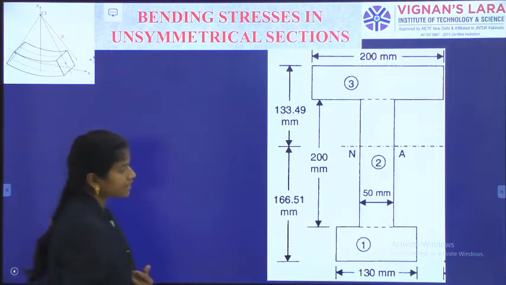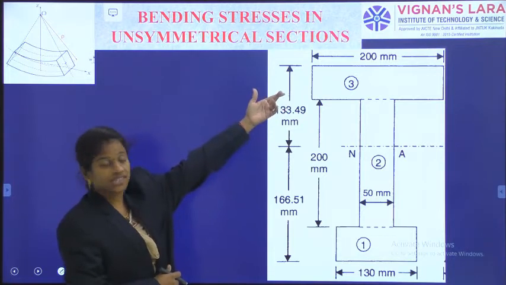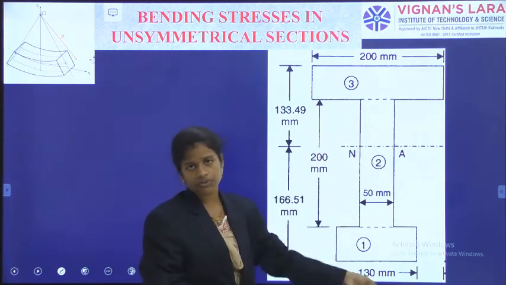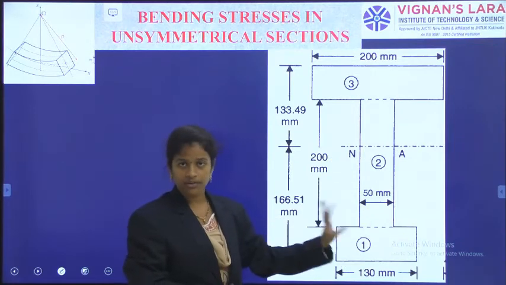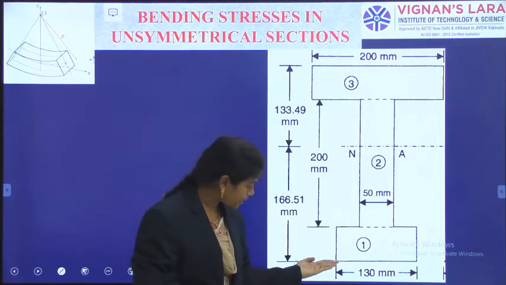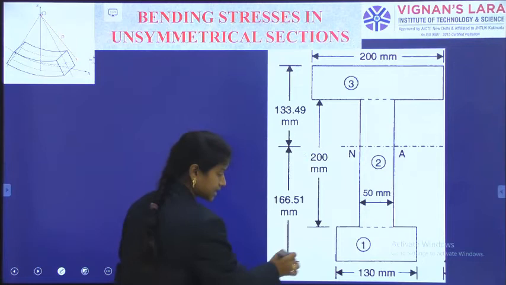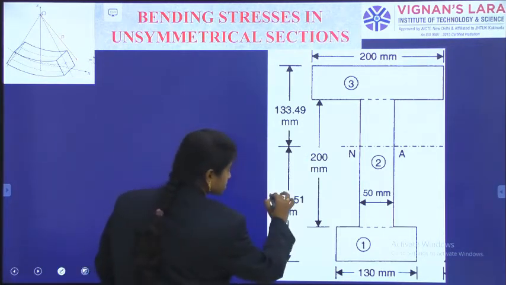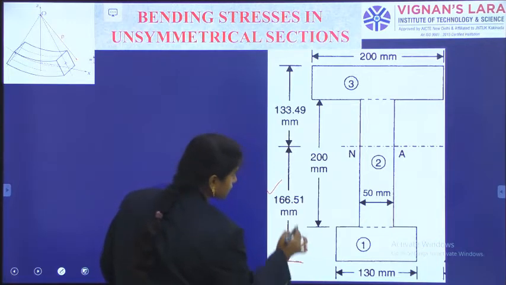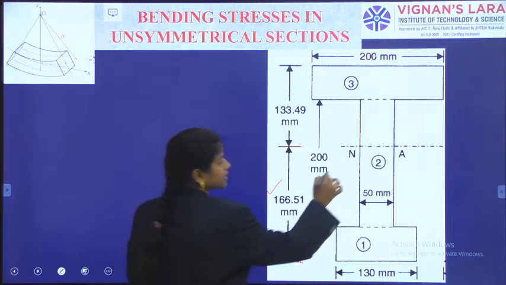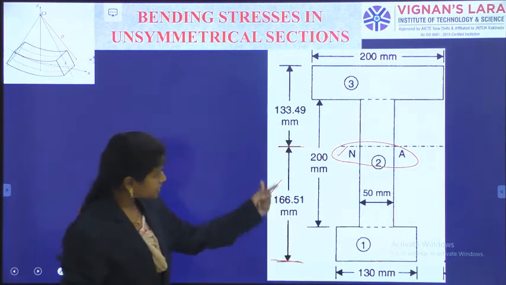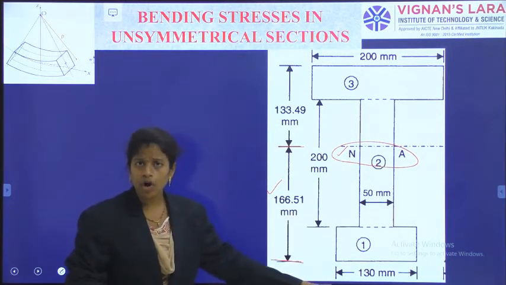Okay, that we have indicated here in the overall structure, and that is the third segment, second segment, and first segment. Or you can give 1, 2, 3 from top to bottom anyway, no problem. And from the baseline I have indicated. This indication is very important. You should draw this picture because they are asking for the position, right? So this neutral axis is at a distance of 166.51 from the bottom.